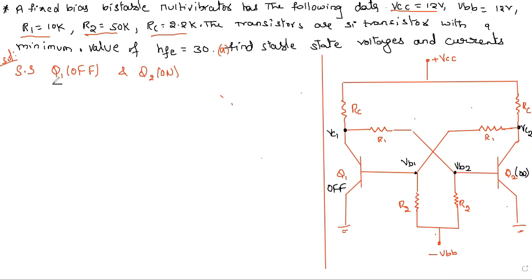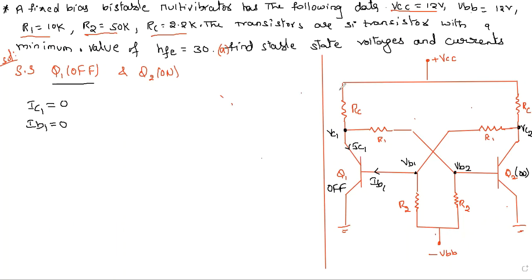When I say Q1 off, the current flowing into the first transistor, IC1, will be 0 and IB1 will be 0. Here the current flowing, let us assume it is IC1, and the current flowing into this is IB1. So when I say Q1 off, immediately we should make IC1 0 and IB1 0, because this transistor is in off state. So these two currents will be 0.